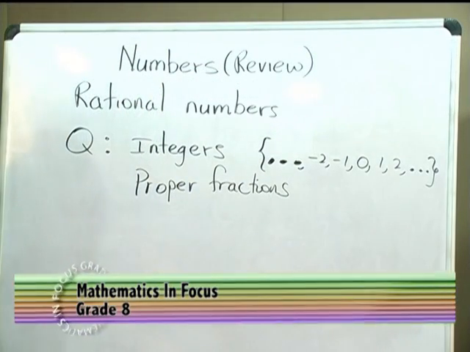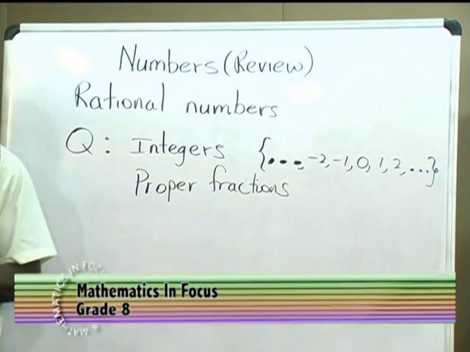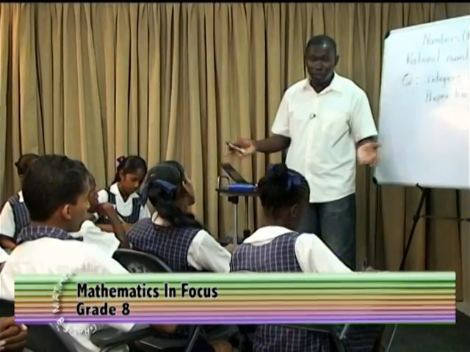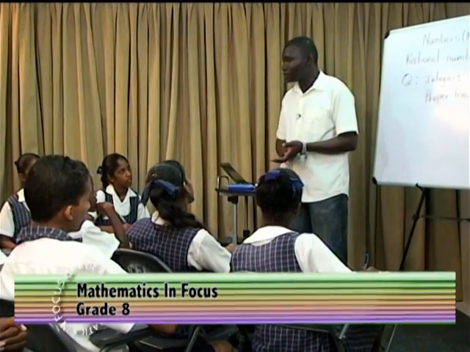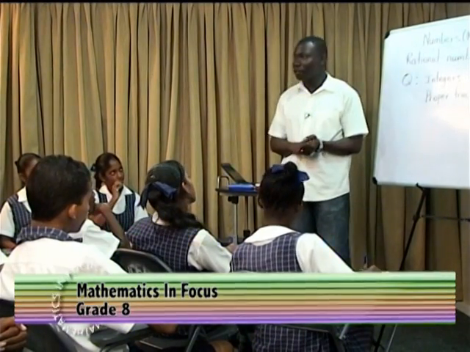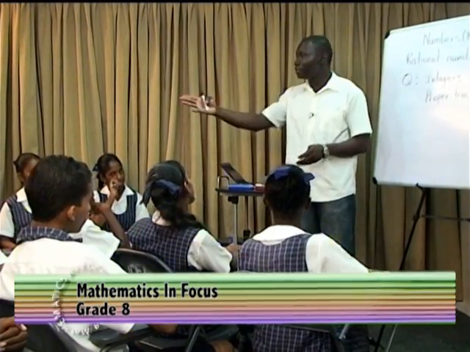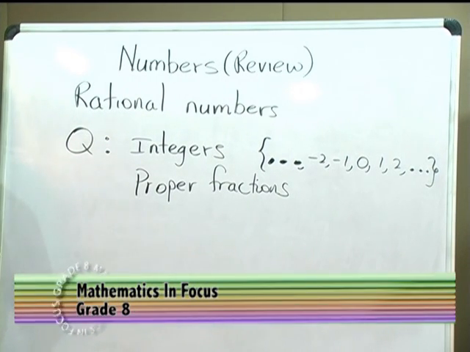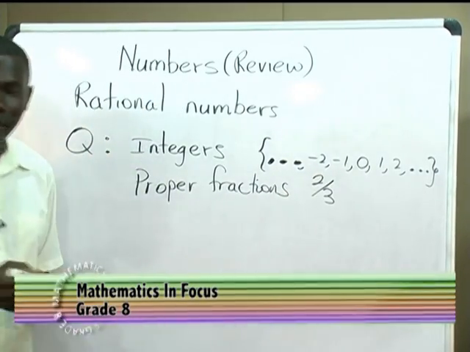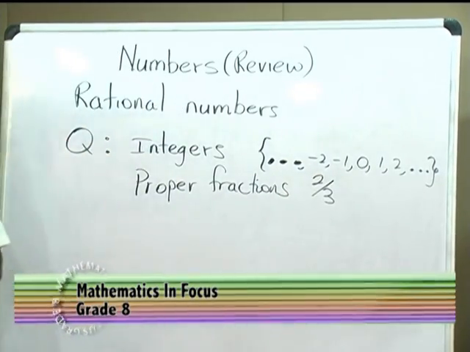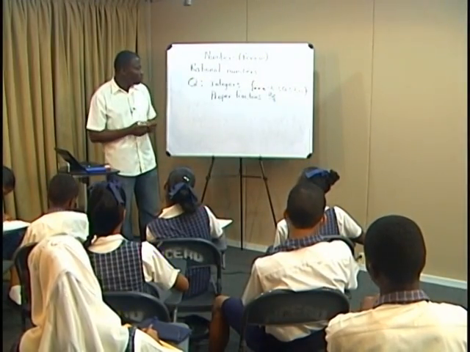Can anyone give an example of proper fractions? 1 upon 2. Another one? A quarter. Anyone else? 2/5. Good. 3/4. Yes, all of those are proper fractions. As long as the numerator is smaller than the denominator, then we have a proper fraction. So, for example, we have 2/3, and we can list all those other examples which you mentioned just now. Then we have the improper fraction.